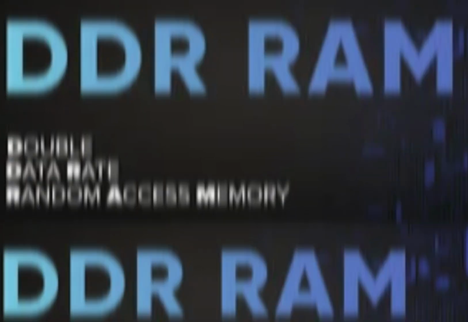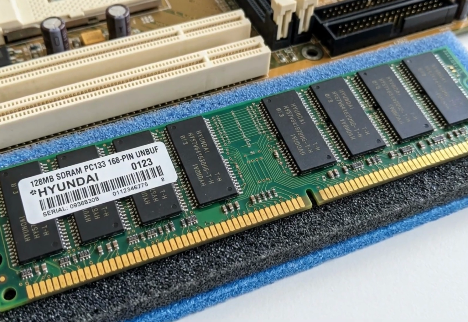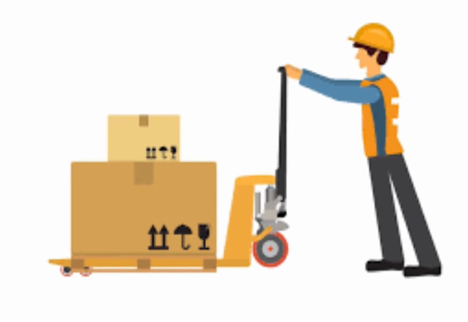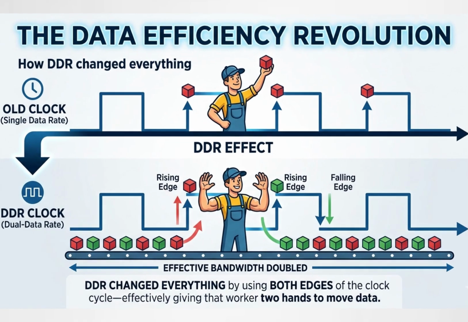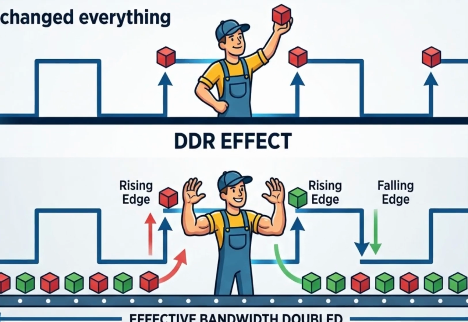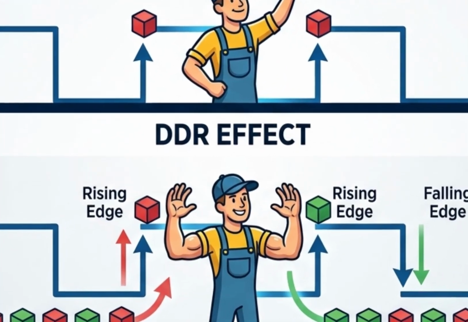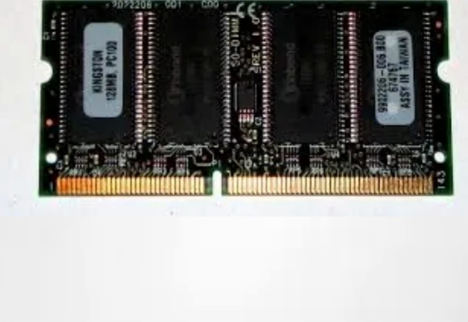Before DDR, we had SDR, single data rate. It was like a worker who only used one hand. DDR changed everything by using both edges of the clock cycle, effectively giving that worker two hands to move data.